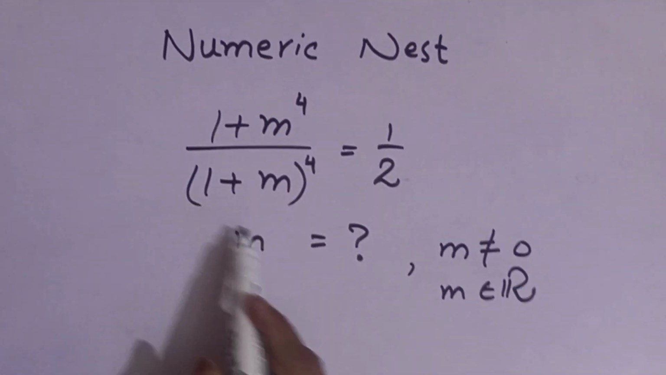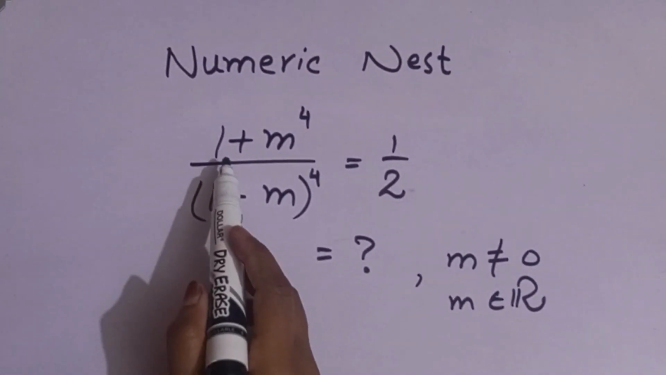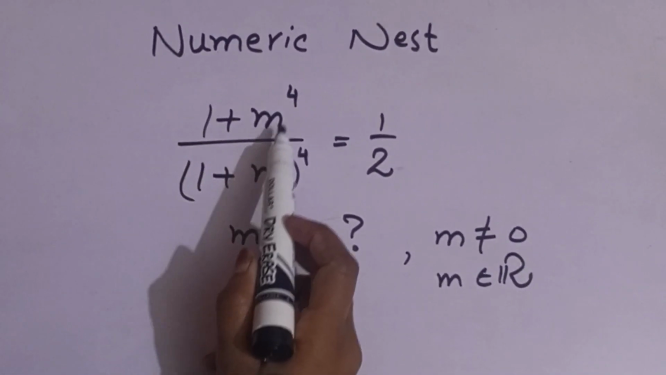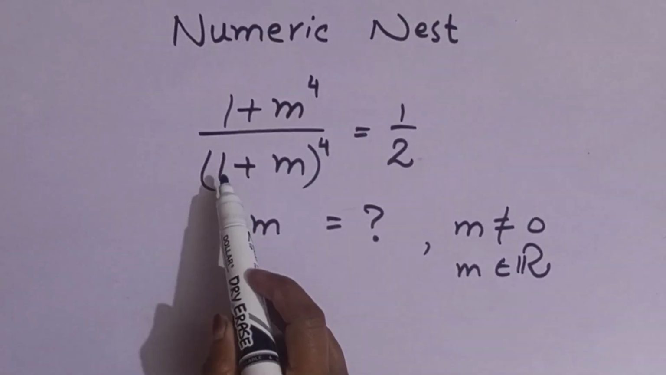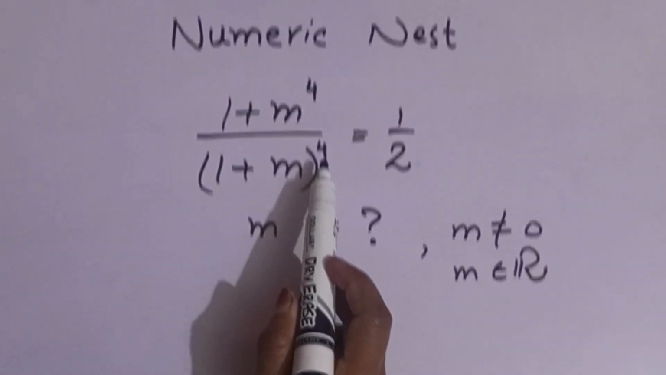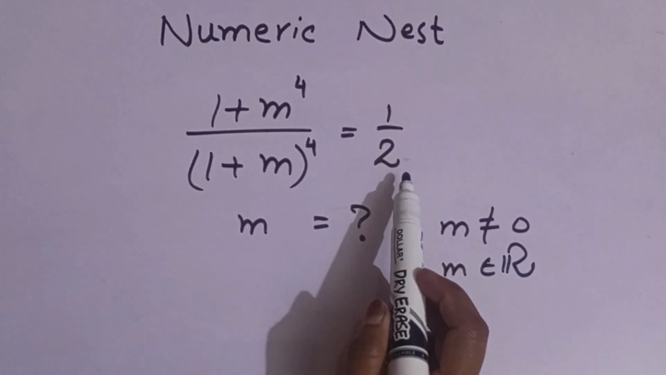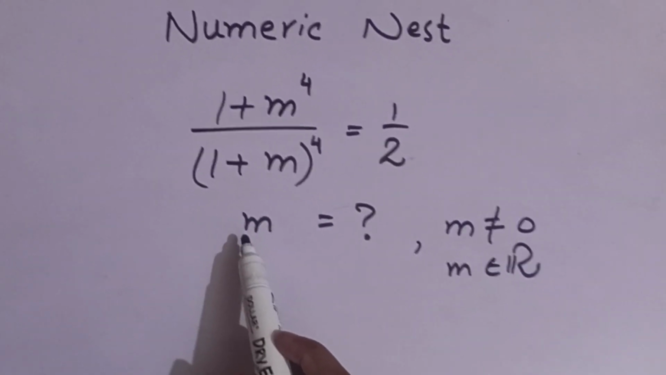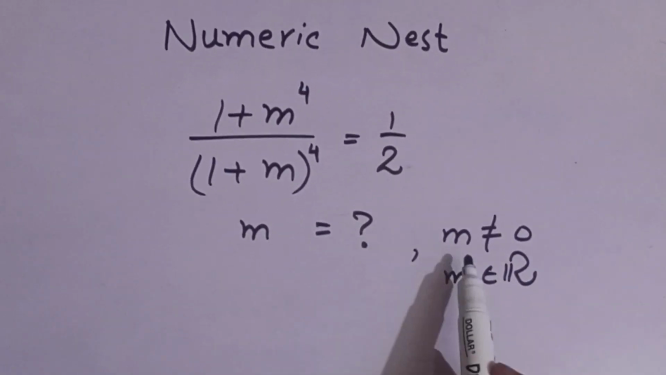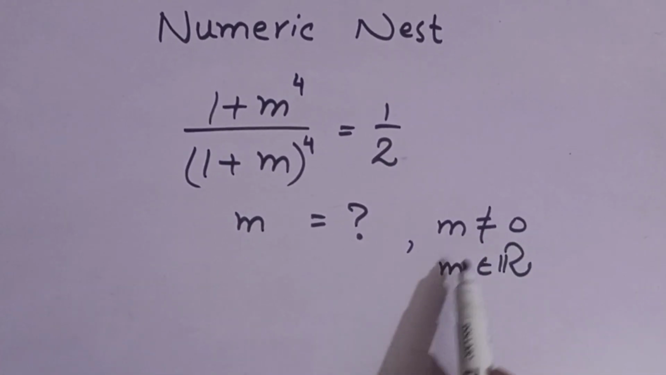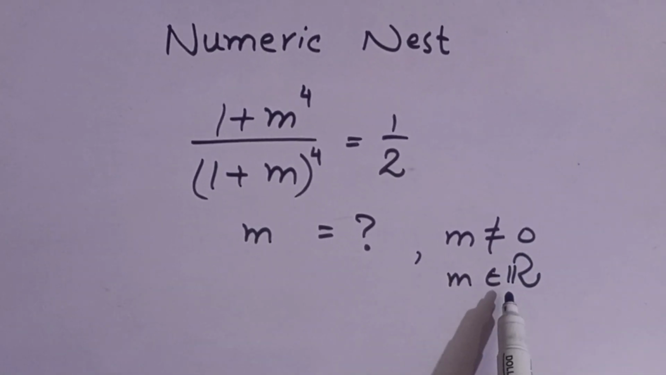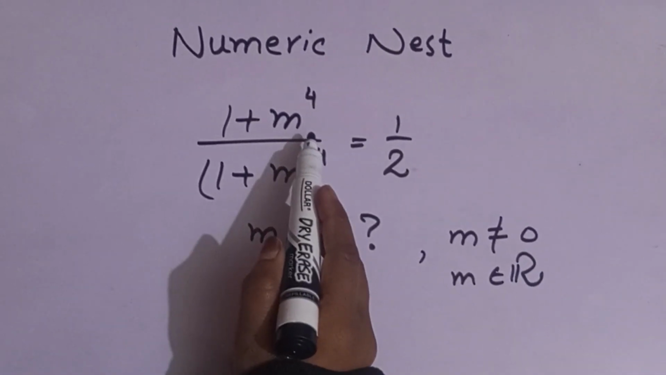So let's try to solve this question together. We have (1 plus m) raised to the power 4 over (1 plus m to the power 4, whole) raised to the power 4. This is equal to 1 over 2. In this question, we find the value of m, and it is given that m is not equal to 0 and m belongs to the real numbers. So let's start.